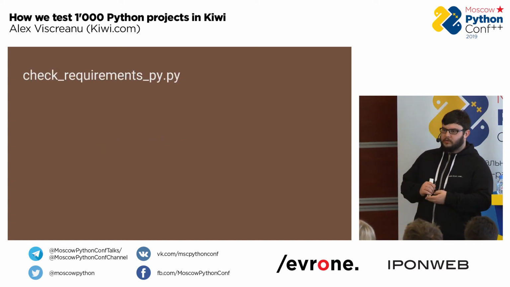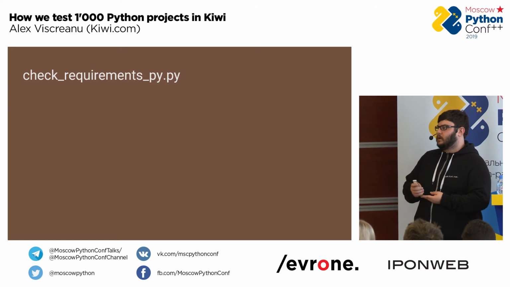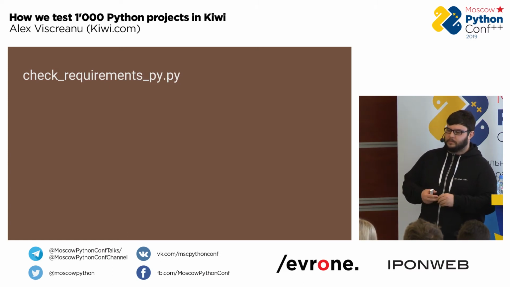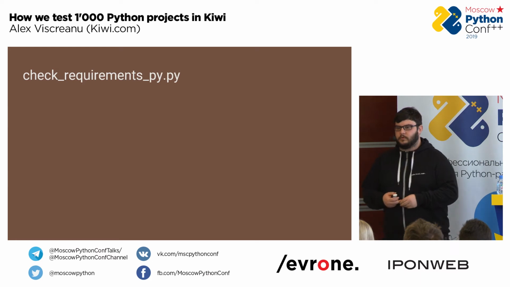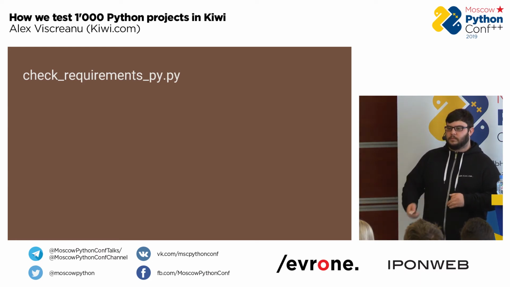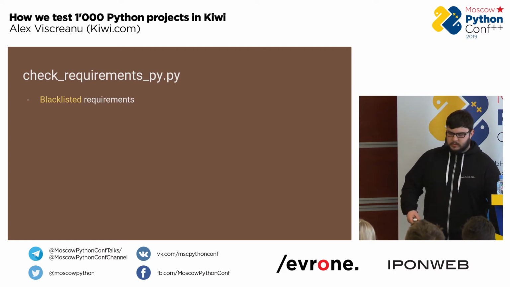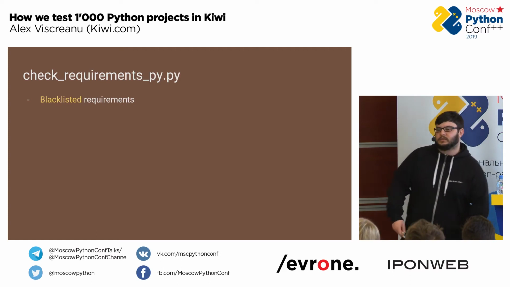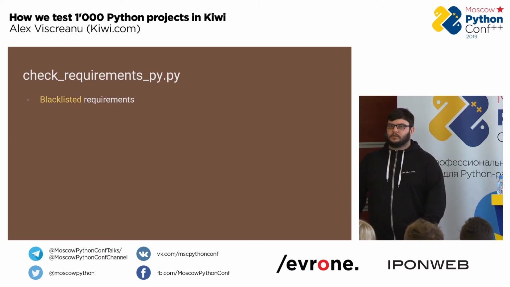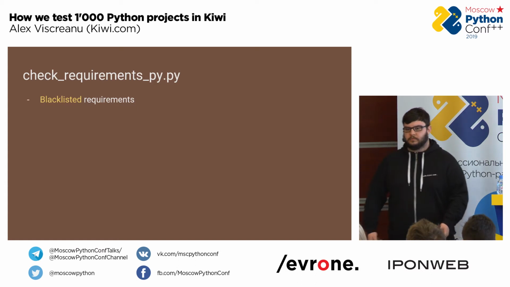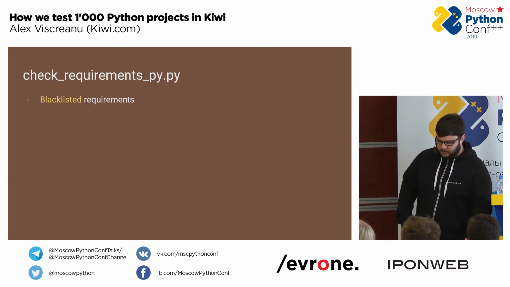The first one is regarding the requirements files. We want to ensure that not everyone just commits some random requirements file without any single logic behind. So the first thing we do is having blacklisted requirements. There are old libraries for JSON processing that have some tendency to do segfaults when trying to parse huge objects, and we just don't want people to use them when we have better alternatives.